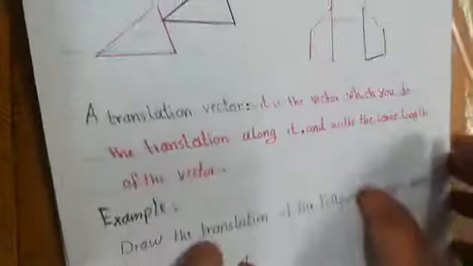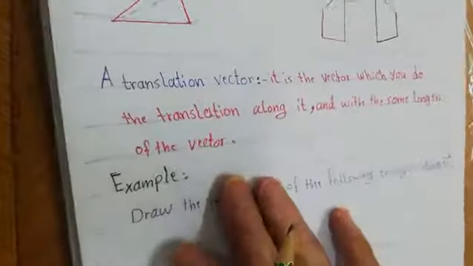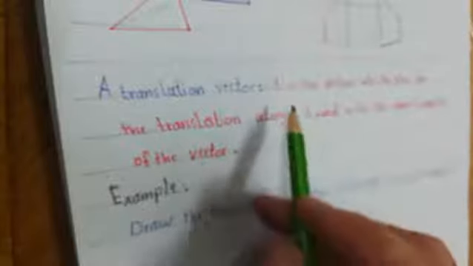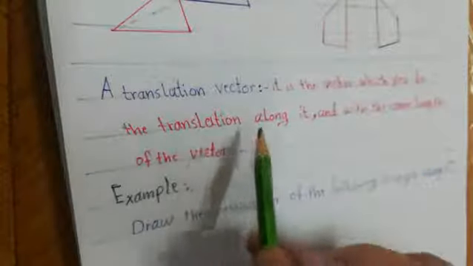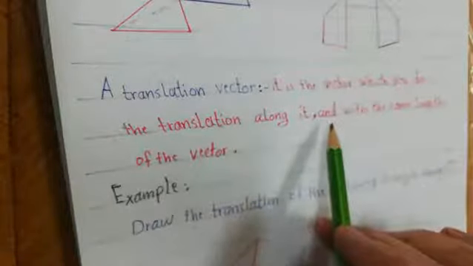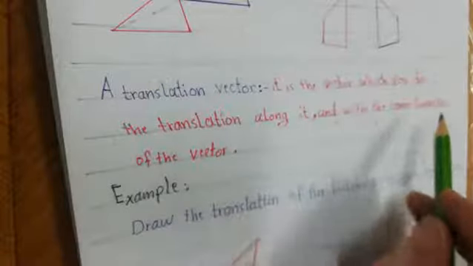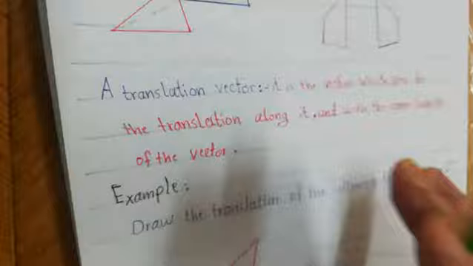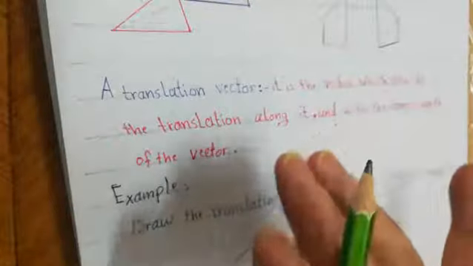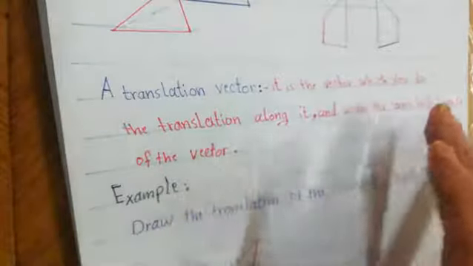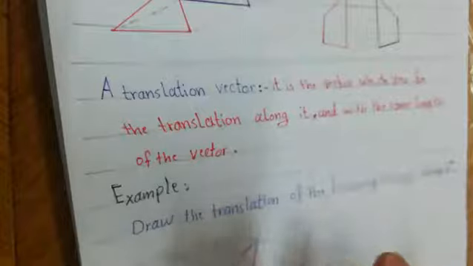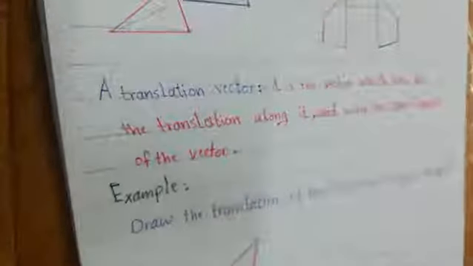That's all. Okay. There is what we call the translation vector. What is the translation vector? Like this, which I showed before. The translation vector is the vector along which you do the translation. And don't forget that you will move the same length as the vector, parallel to the vector and in the same direction. Okay, let us do this example.